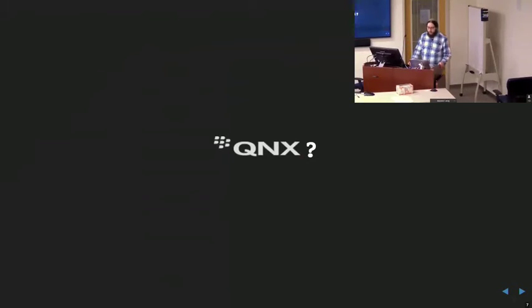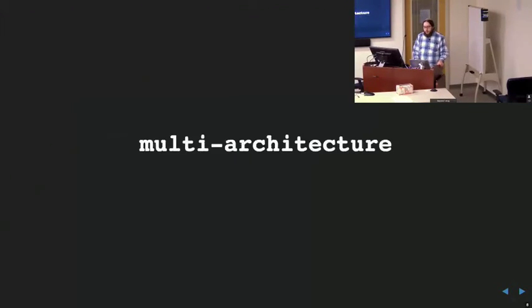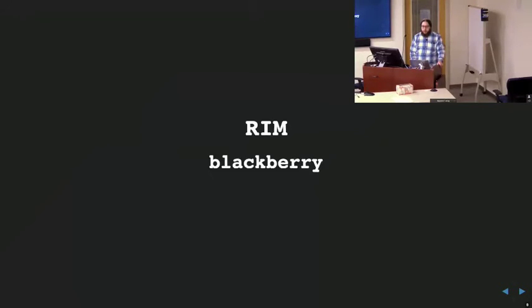Okay. So QNX, or more accurately, QNX Neutrino, is a commercial real-time microkernel operating system, which is very widely used in embedded applications. QNX Neutrino runs on a variety of different hardware architectures, including x86, PowerPC, ARM, MIPS, and SH4. QNX was purchased in 2010 by Research in Motion, RIM, and is used as the operating system on newer BlackBerry smartphones and the BlackBerry PlayBook tablets.